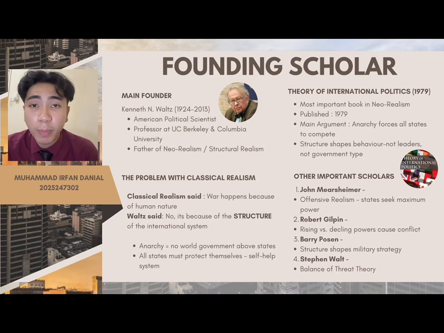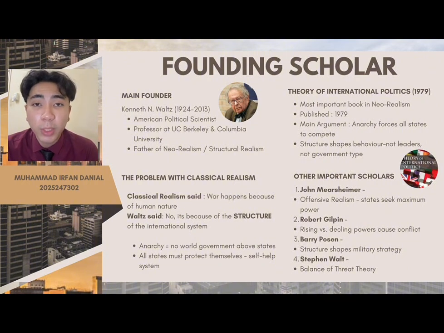The third one is Barry Posen, who applied neorealist thinking specifically to military strategy. He argued that the structure of the international system does not just influence whether countries go to war, it also shapes how they organize and plan their armed forces.